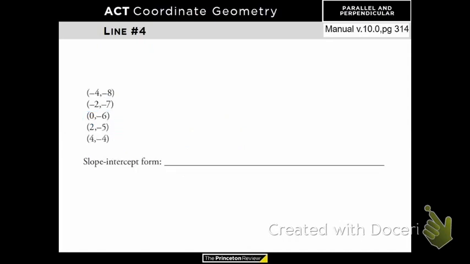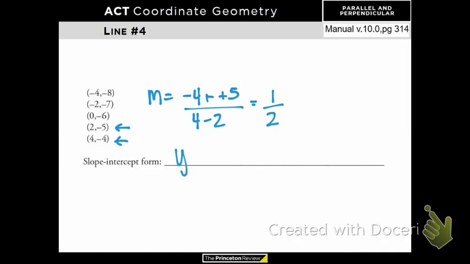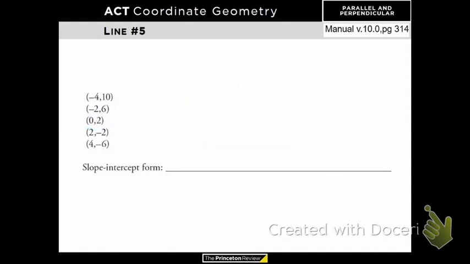So same type of thing for these next two. When I subtract, remember this becomes addition, so you just get 1/2. So y equals 1/2 x. Again, they give us the y-intercept, so minus 6. And then my last one.